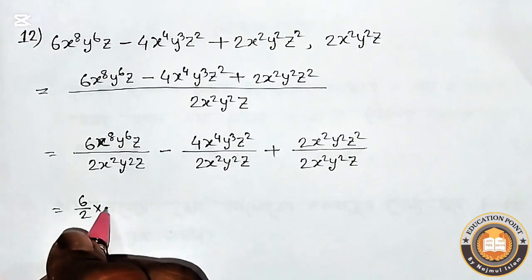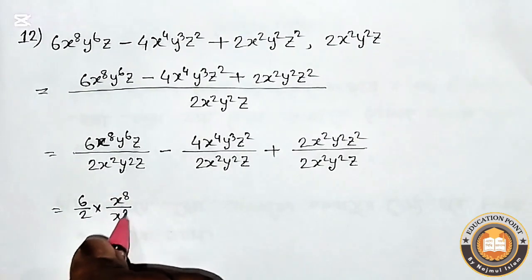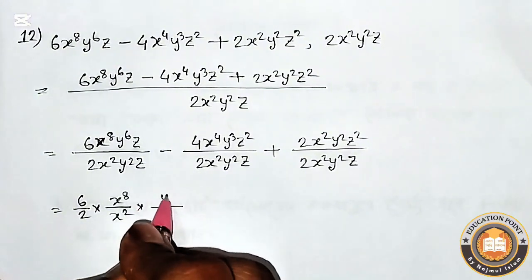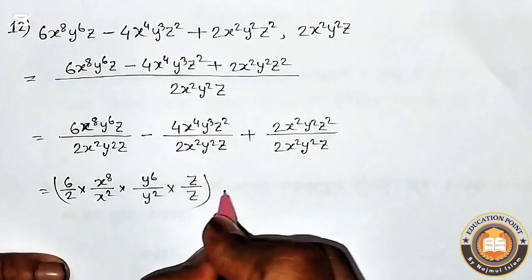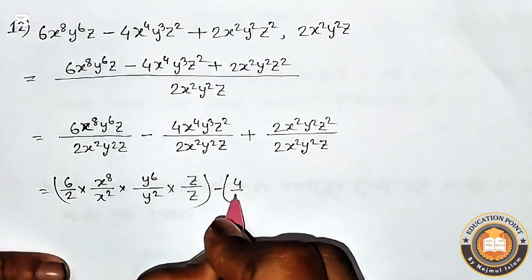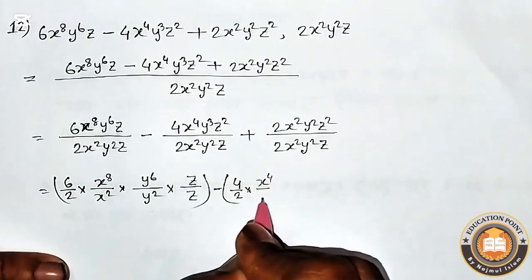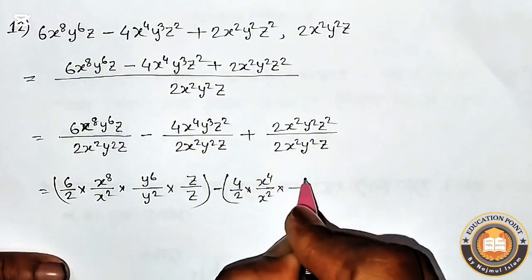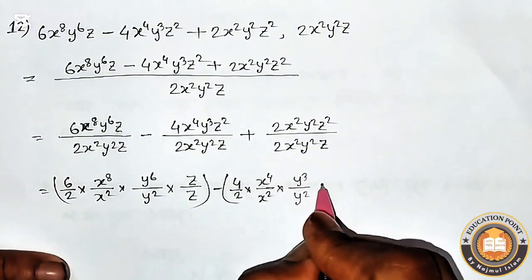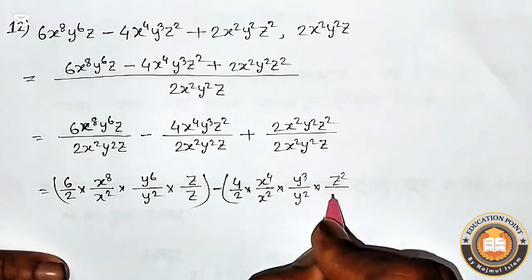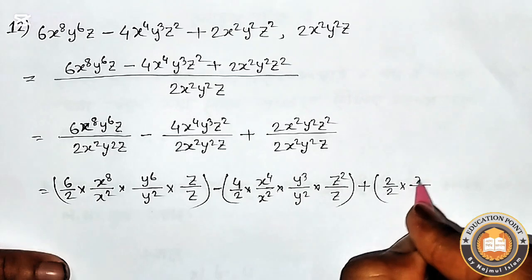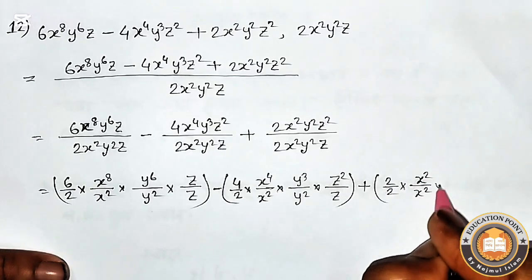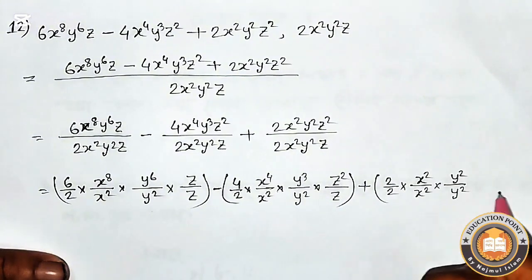6 divided by 2 into x to the power 8 divided by x square into y to the power 6 divided by y square into z divided by z, minus 4 divided by 2 into x to the power 4 divided by x square into y cube divided by y square into z square divided by z, plus 2 divided by 2 into x square divided by x square into y square divided by y square into z square divided by z.